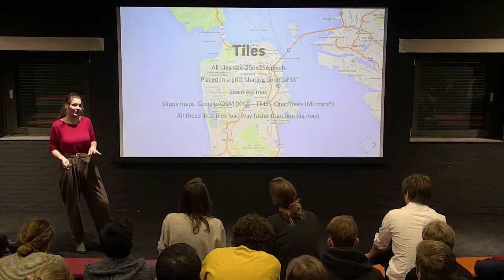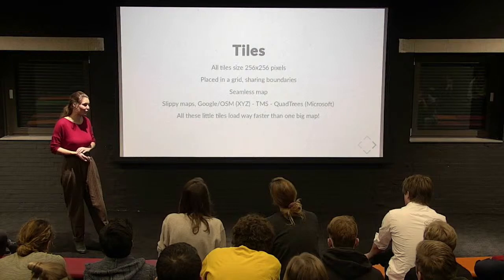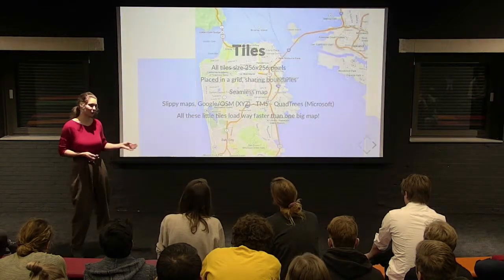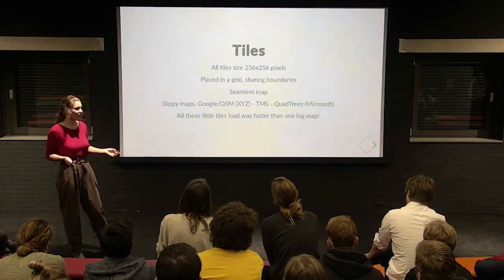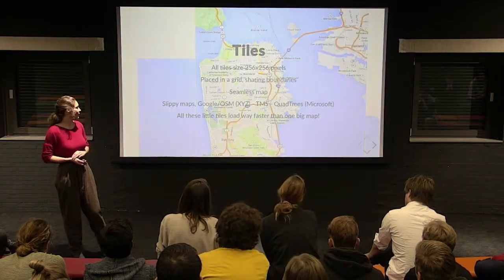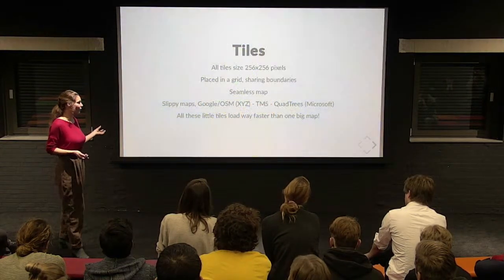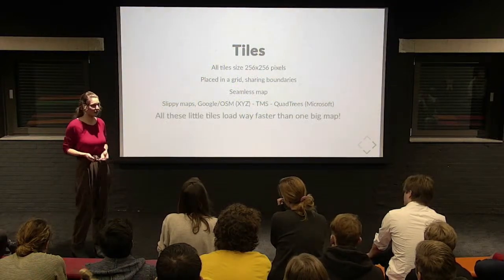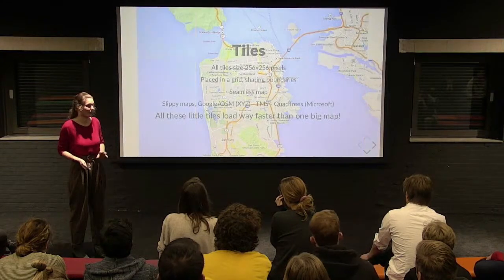What we do is we cut our really big image up into smaller squares, tiles of 256 by 256 pixels, and we put these in a grid. So they share the same boundaries, and now you can say that you have a seamless map. We call these kinds of maps Slippy maps, and they are used by Google and by Microsoft, for example. The biggest advantage is that all these little tiles just load way faster than one big map.